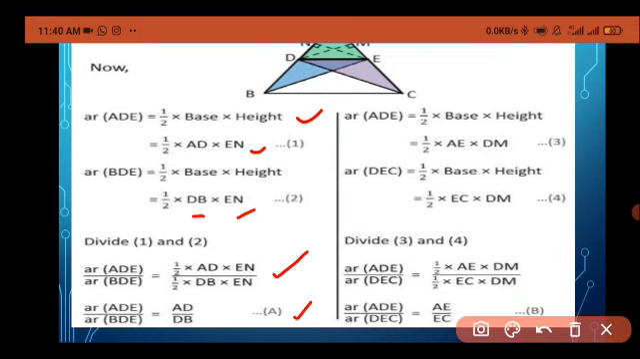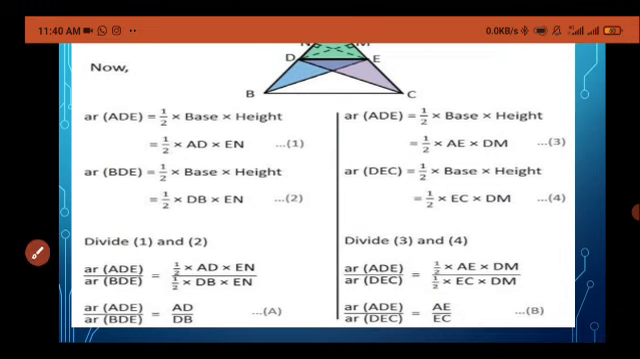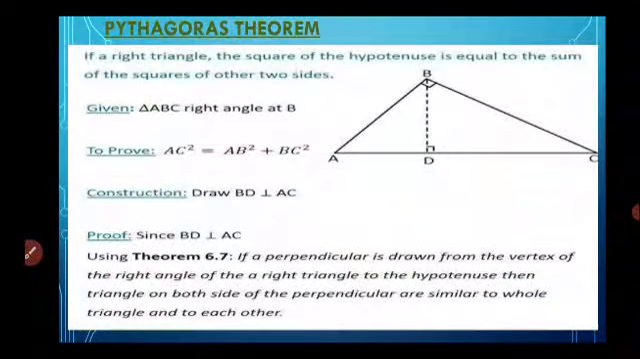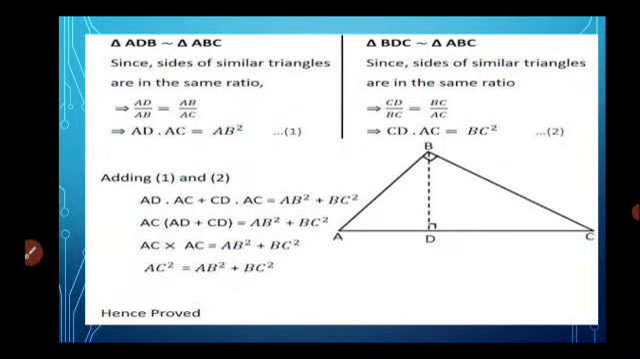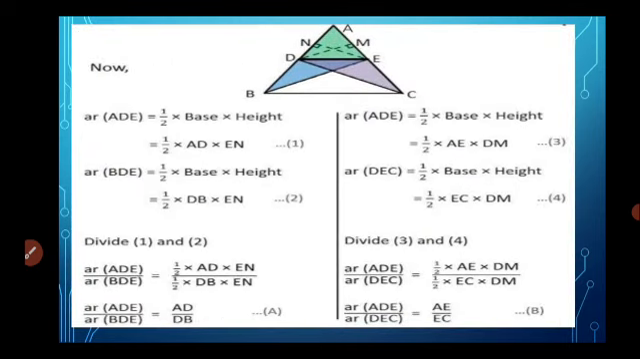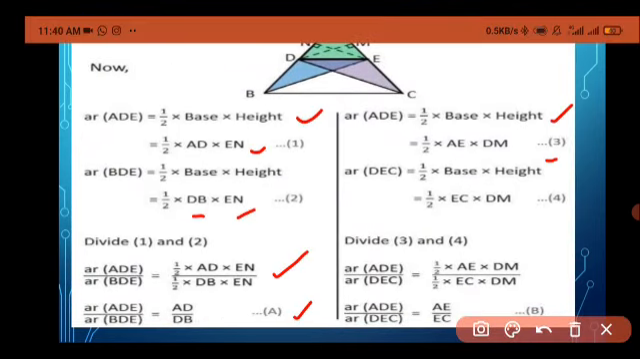Similarly, on the other side we are taking these two triangles. Triangle ADE upon triangle DEC. If we find this, here we are getting AE by EC, and already we have got AD by DB.